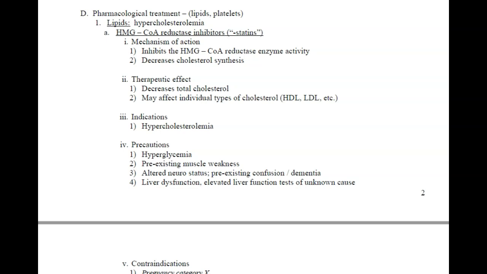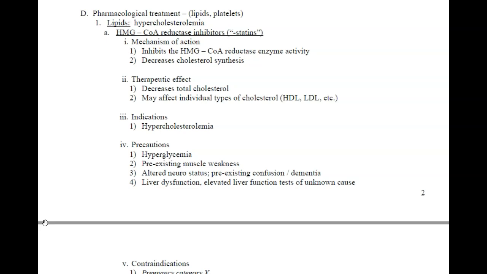So there are precautions when it comes to taking statins. I don't know if you can remember, but precautions and contraindications are not necessarily the same. A precaution is something that we're keeping an eye on. Usually it's still okay to give it depending on the situation. We just need to keep an eye on certain things. So for statins, these are the precautions.